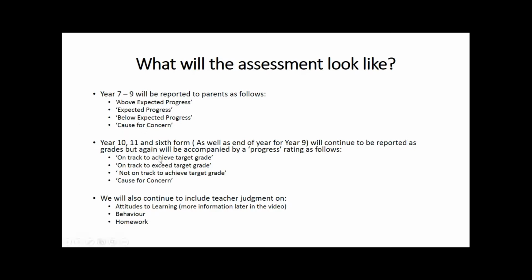In year 10 and 11, your child will still receive grades, so a 4, a 5 minus possibly. But in addition to that, as a parent, that grade will also allow you to then see if your child is on track to achieve their year 11 target. So there are 4 categories here: on track to achieve, on track to exceed, not on track, or a cause for concern. Once again, that cause for concern would mean your child is considerably below progress.